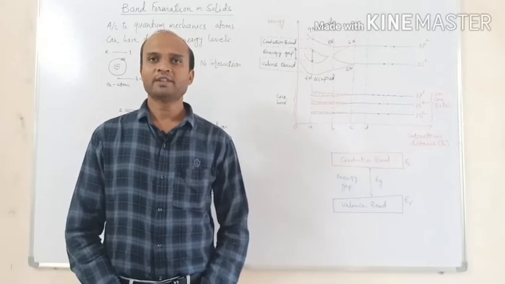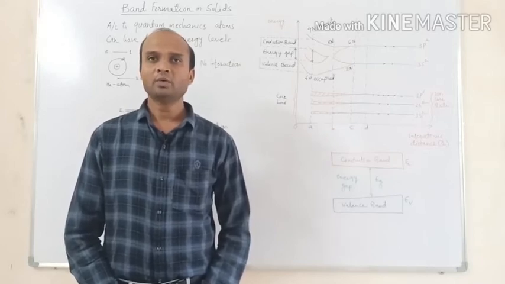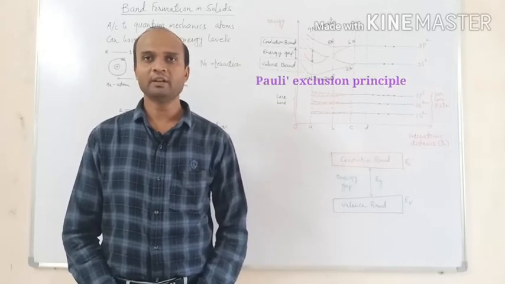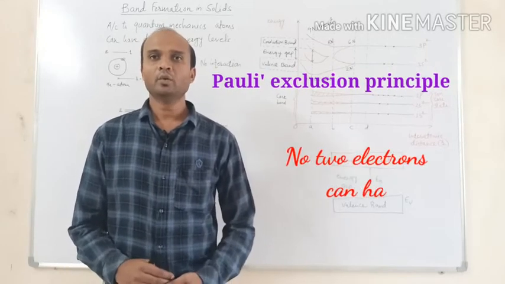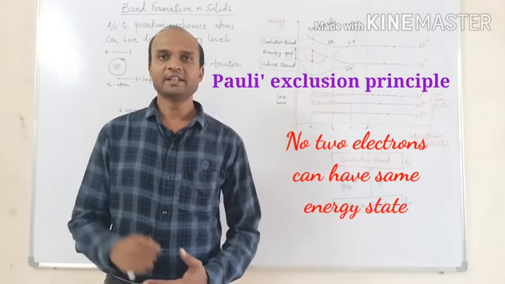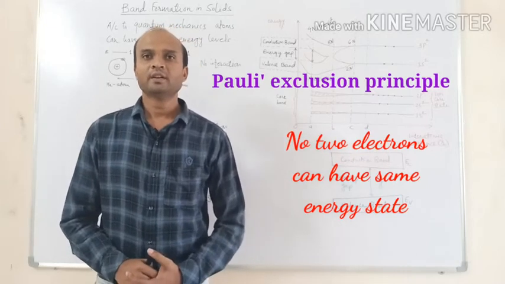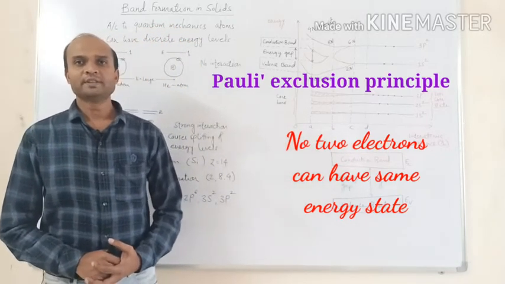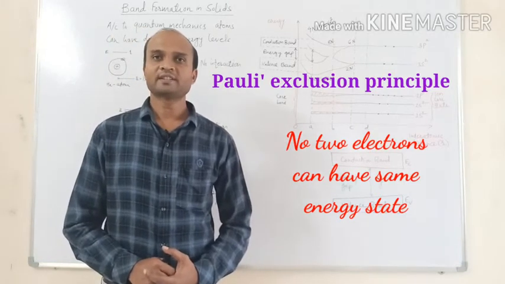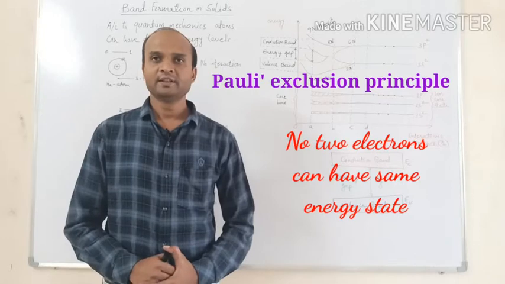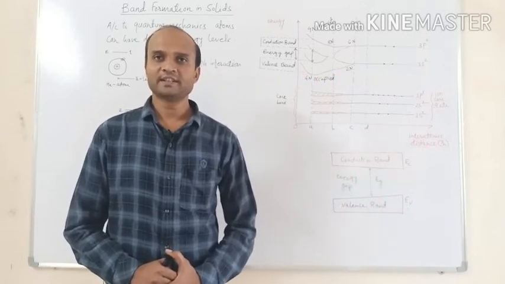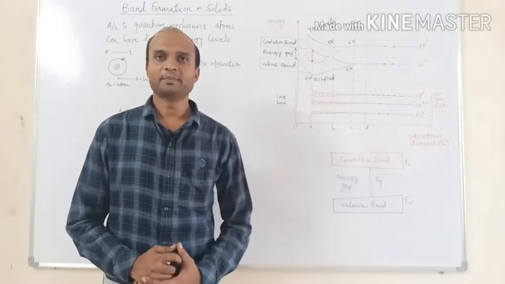So, for electrons, there are certain allowed discrete energy levels. Electrons cannot be present in any level, but only in certain discrete energy levels. And again, Pauli's exclusion principle states that each electron requires a separate energy state. No two electrons can occupy the same energy state. That is Pauli's exclusion principle.